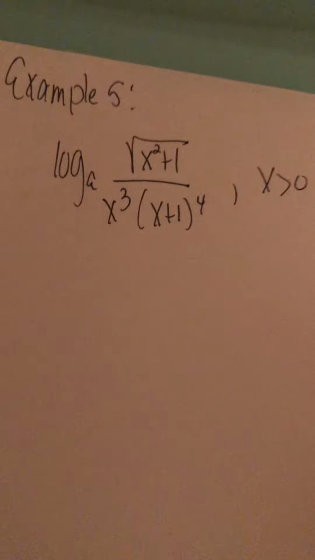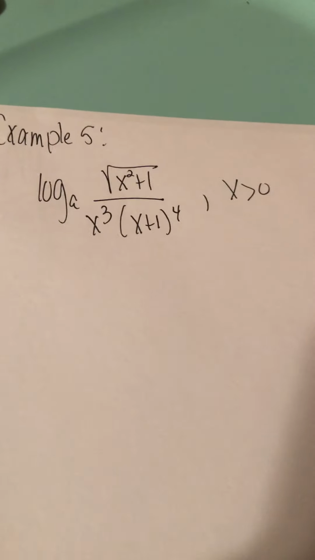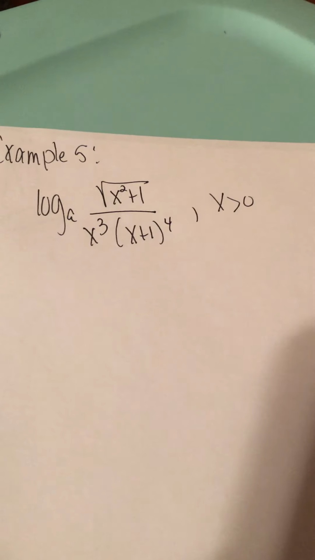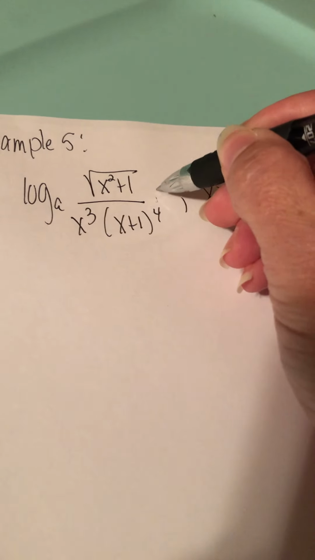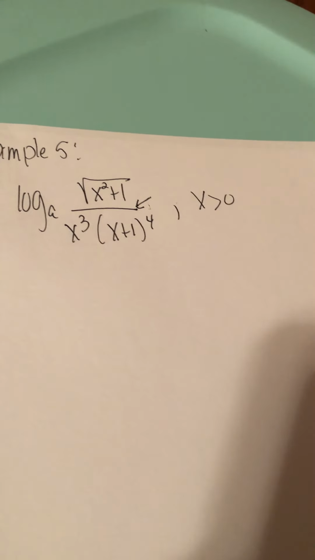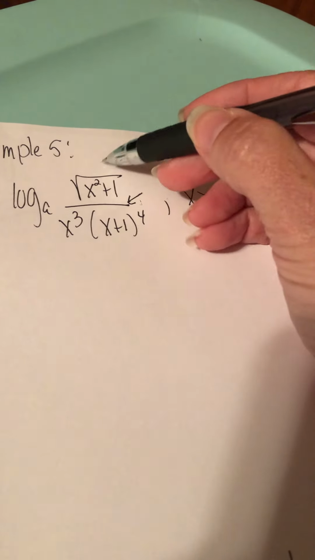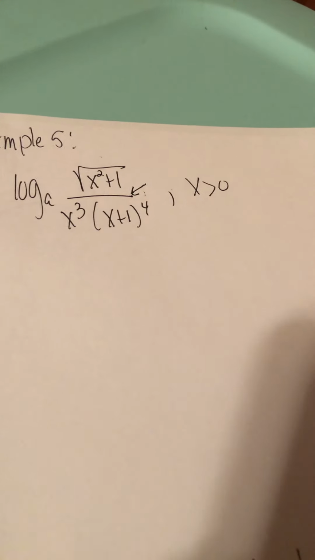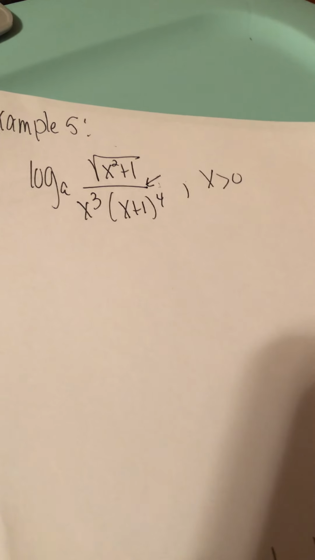Right, so looking at example number 5, you can see that it is completely condensed and we want to expand it. So I notice first things first, I've got the fraction bar. The fraction bar has to be changed to subtraction. And I see that I have my radical. My radical is going to have to change to a rational exponent.